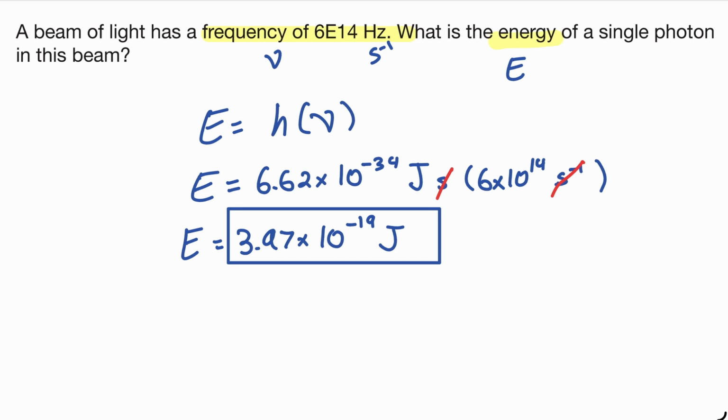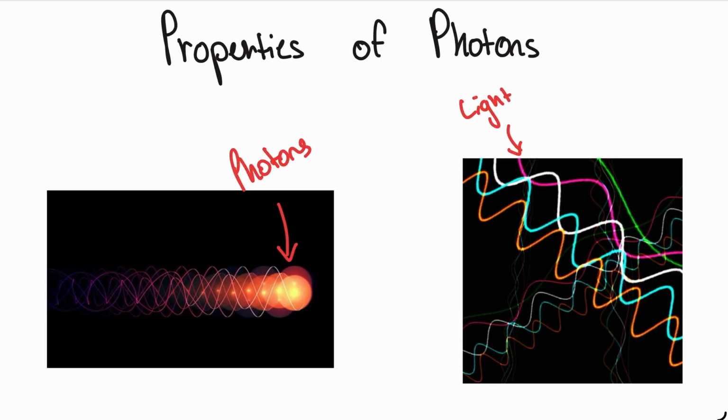So as you can tell by now, the actual calculations for photon problems are extremely simple. Just make sure you know how to use these two equations. And with that being said, that's all you need to know about the properties of photons for chemistry. If any of this didn't make sense, I recommend rewatching parts of the video. If it's still not clicking, take a break and come back after.